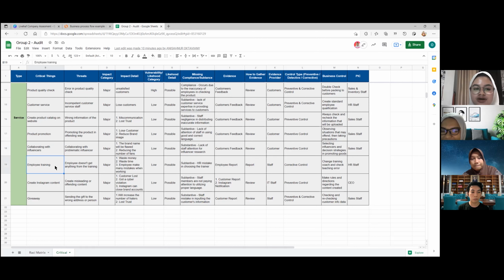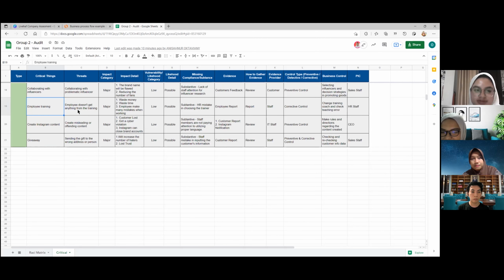And then we have employee training as a critical service of Livehaf, and the threat is the employee doesn't get anything from the training. The impact category of this would be major because it will waste Livehaf's money and time, and it will also cause employees to make mistakes when they are working. And the likelihood of this happening is low, but it is possible because of the missing substantive, which is HR mistake in choosing the trainer.